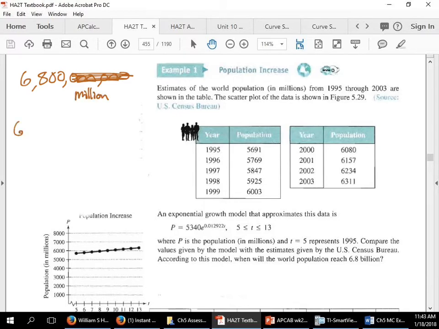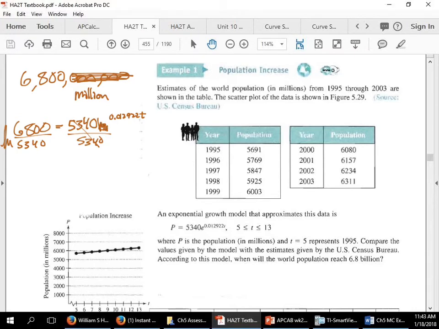So we have 6800 equals, and then we have our little formula that they give us, 5,340 e raised to a nasty decimal, 0.0129222t. You guys know how to solve for t, right? Okay. Let's divide both sides by the 5,340. And then we have 5,340 over there. Now, my e raised to the power there. How do I get rid of that e? Natural log both sides. Okay, so now the e is gone.